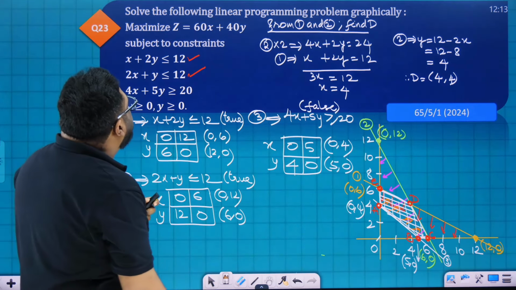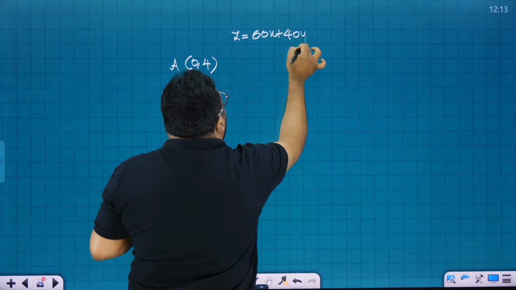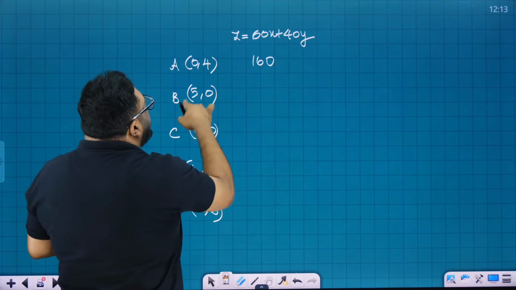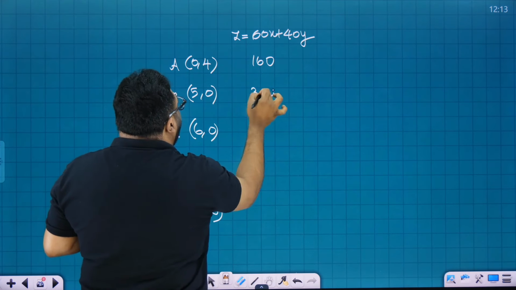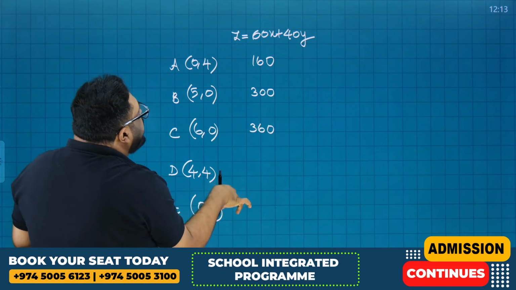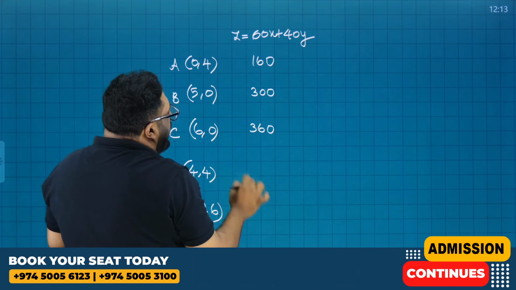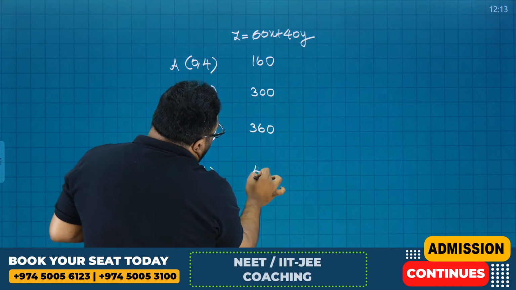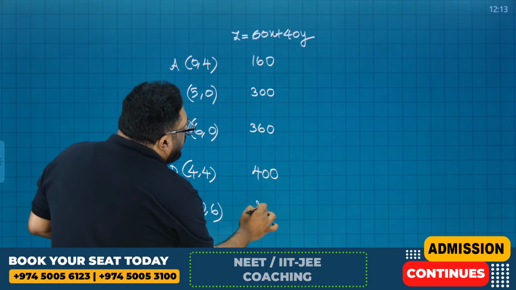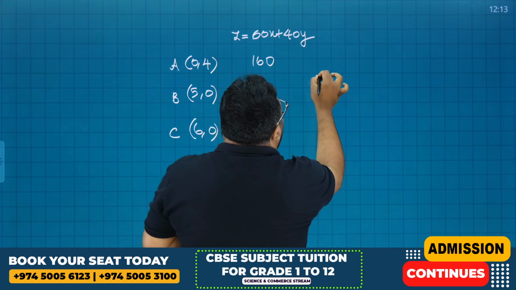Maximize Z is equal to 60x plus 40y. You put it over here, you get 160. This you put 300 and this you put 360, and this you would get 240 plus 160, which is again 400. Then the last one, 240. I want the maximum value, which is Z equal to 400.